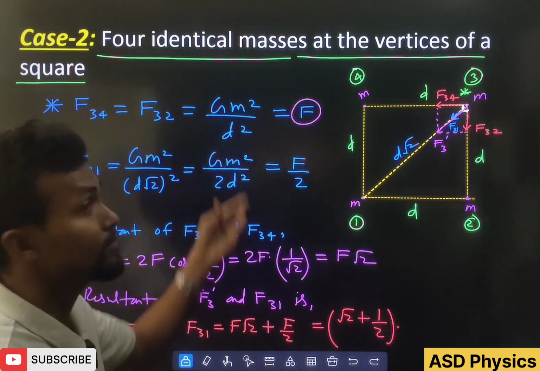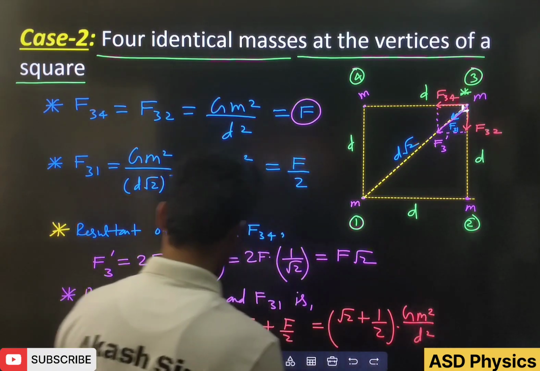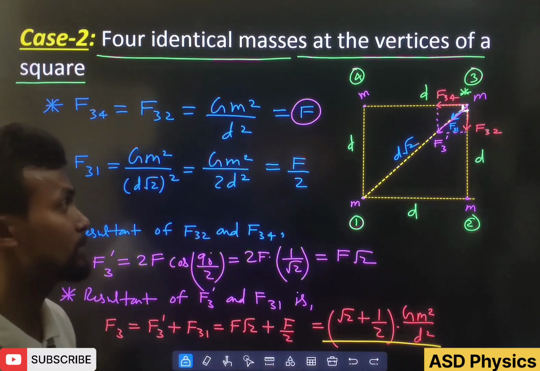And what is the value of the F? This one here, Gm square by d square. So students, this is my formula. Remember that, root 2 plus 1 by 2 Gm square by d square.